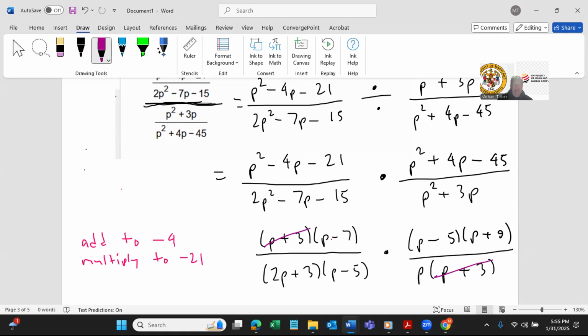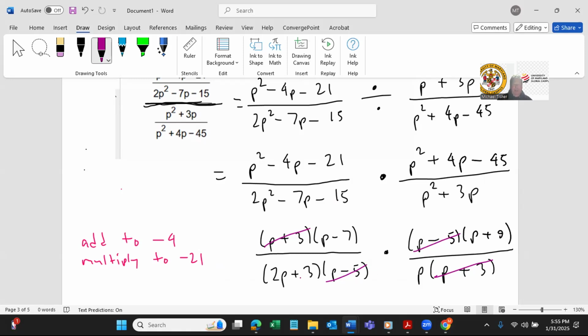Next is the factor of p minus 7. It's available. So hopefully there's a p minus 7 in the bottom, but there's not, unfortunately. So p minus 7 will have to wait for another time. So let's go to the next factor of p minus 5. Guess what? It's available. Hopefully there's a p minus 5 in the bottom, and there is. So hook them up. Congratulations. Next factor is p plus 9. It's available, but no p plus 9 in the bottom.